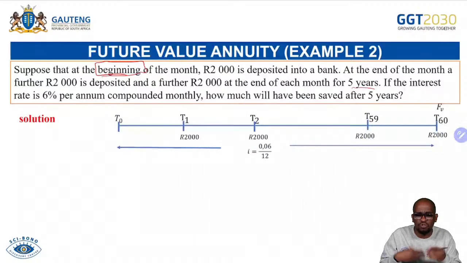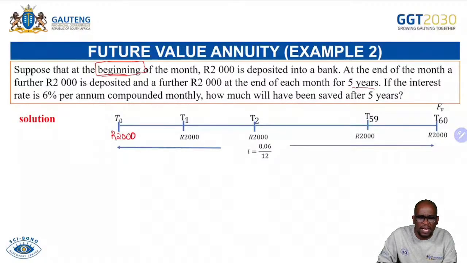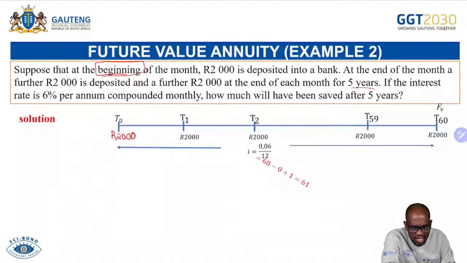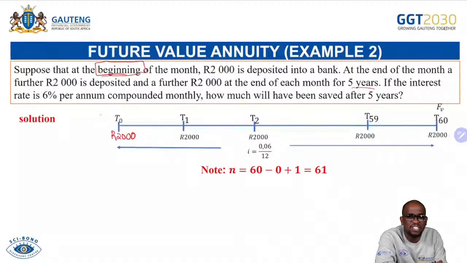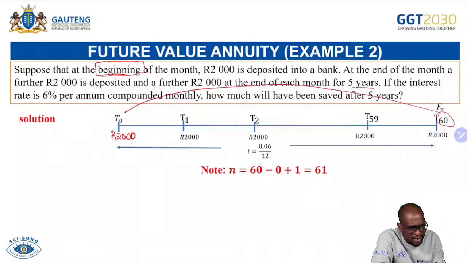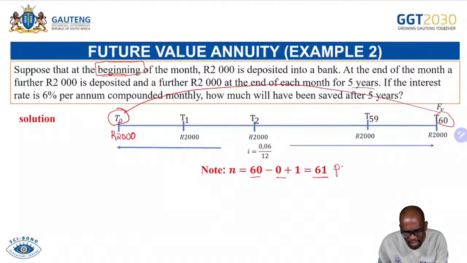Obviously, the timeline should be at the center of our problem solving here. Because there's an immediate payment, there's a 2,000 here, the immediate payment. What does that change? It changes the number of payments. Because you have an additional payment made at T0, the number of payments becomes the upper limit minus the lower limit T0, 60 minus 0 plus 1, because 0 is included. So this takes us to 61 payments.